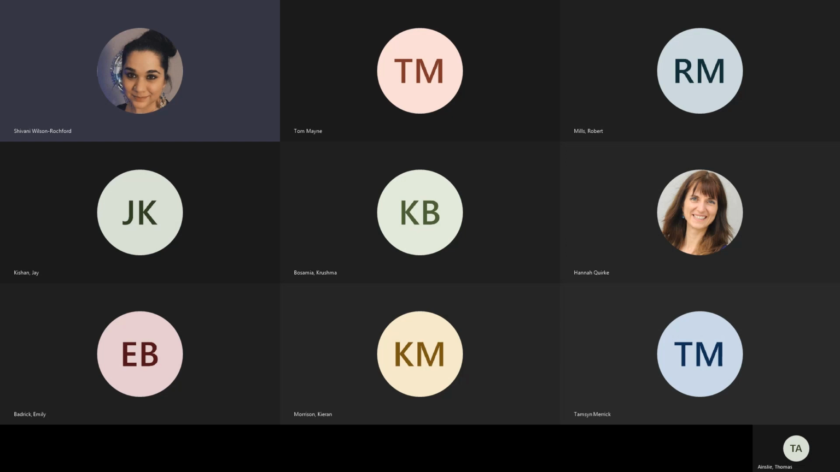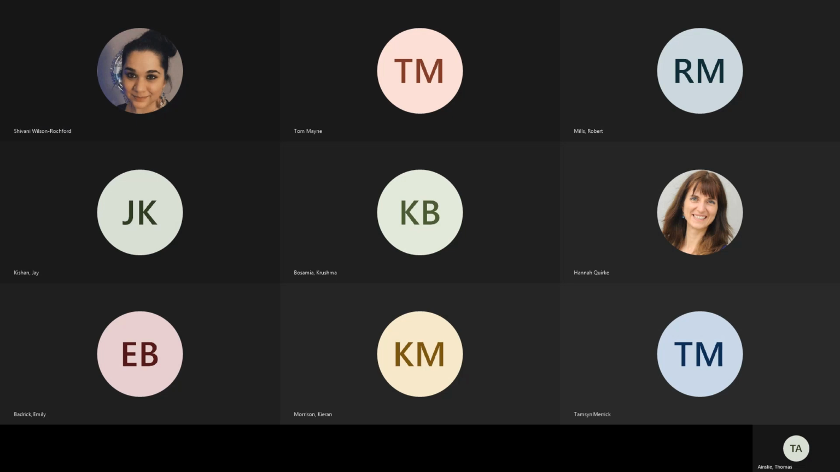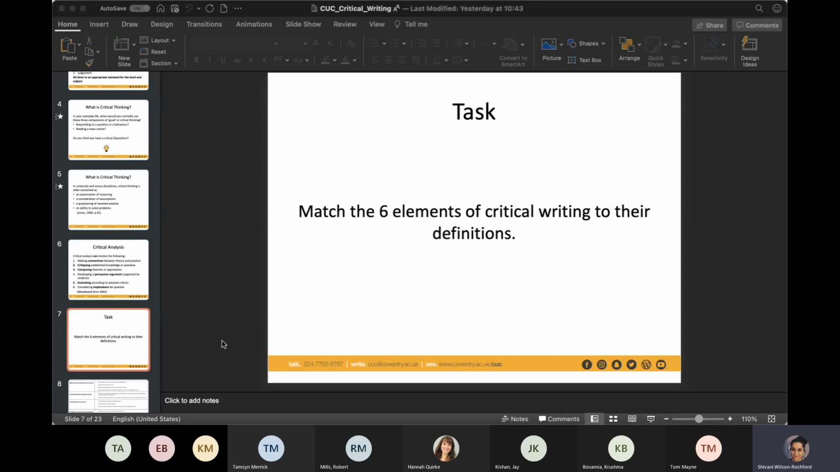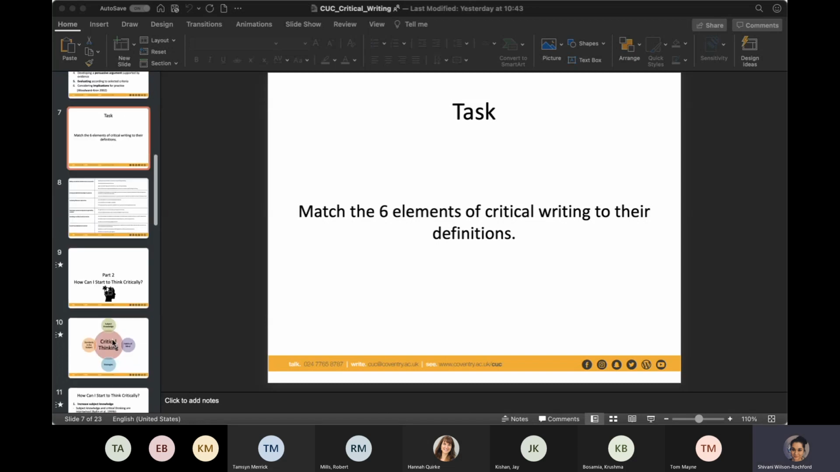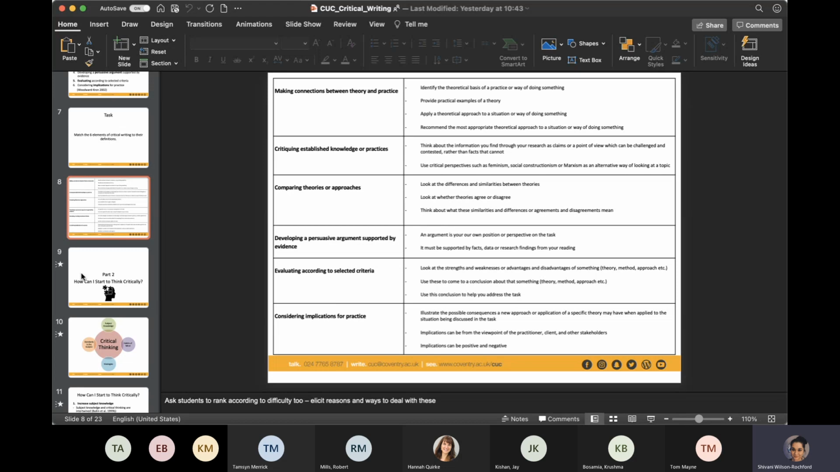Right, okay, let's go back. Are there any questions so far, or is everyone happy? Great stuff. Okay, so that is just the table itself. Just out of curiosity, which of these do you find most difficult to apply to your writing, would you say?